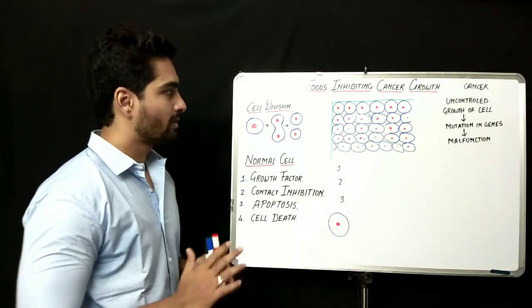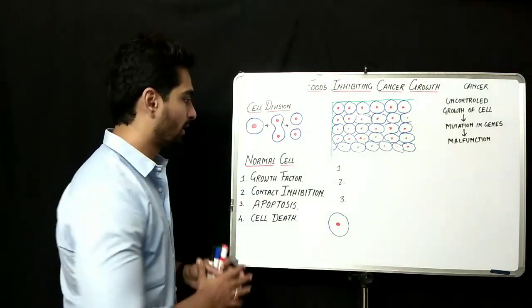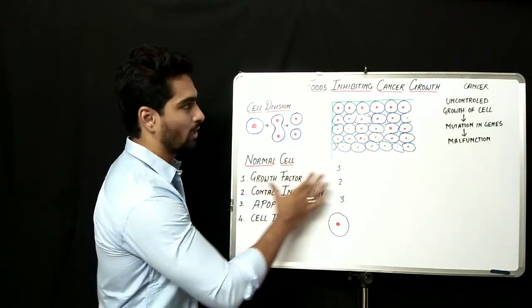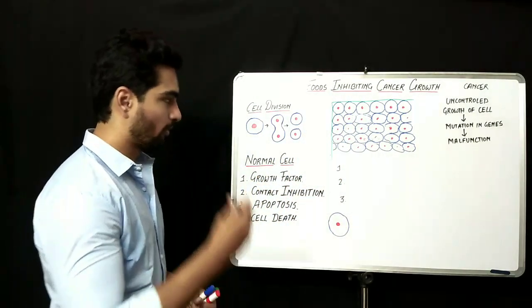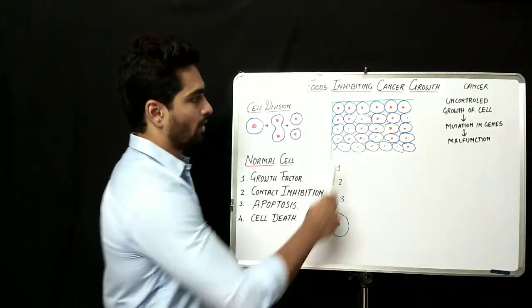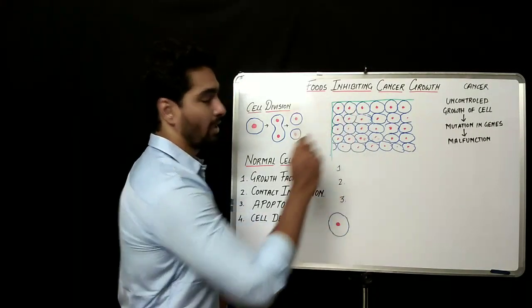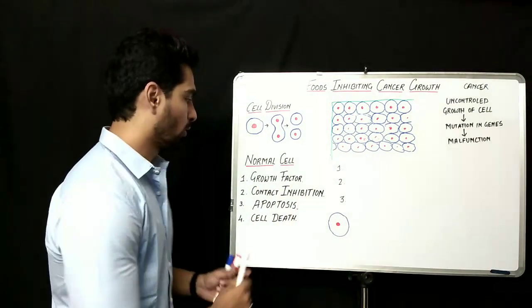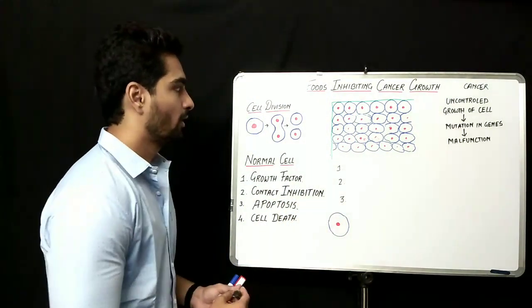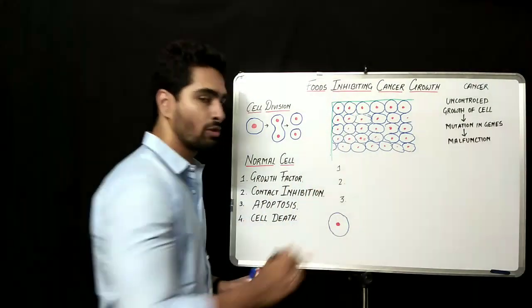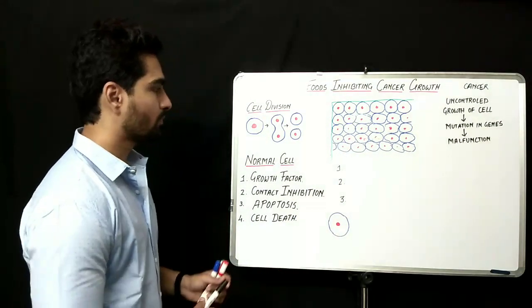Now we'll discuss the characteristics that differ between a normal cell and a cancer cell. The first characteristic we'll talk about: a normal cell will only grow when it is stimulated to grow by an external growth factor. The growth factor is basically a protein which stimulates the growth or the division of a normal cell.